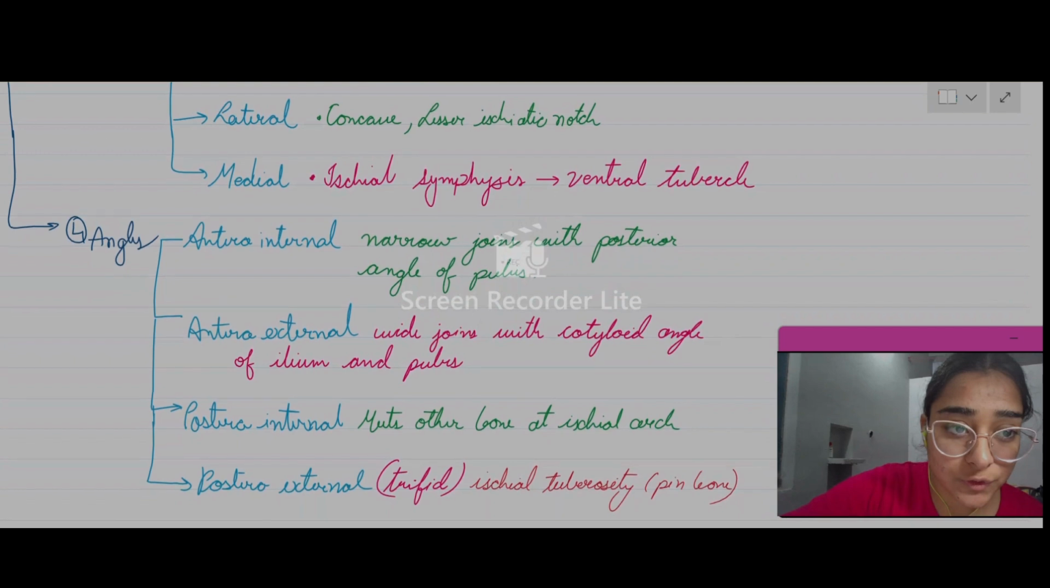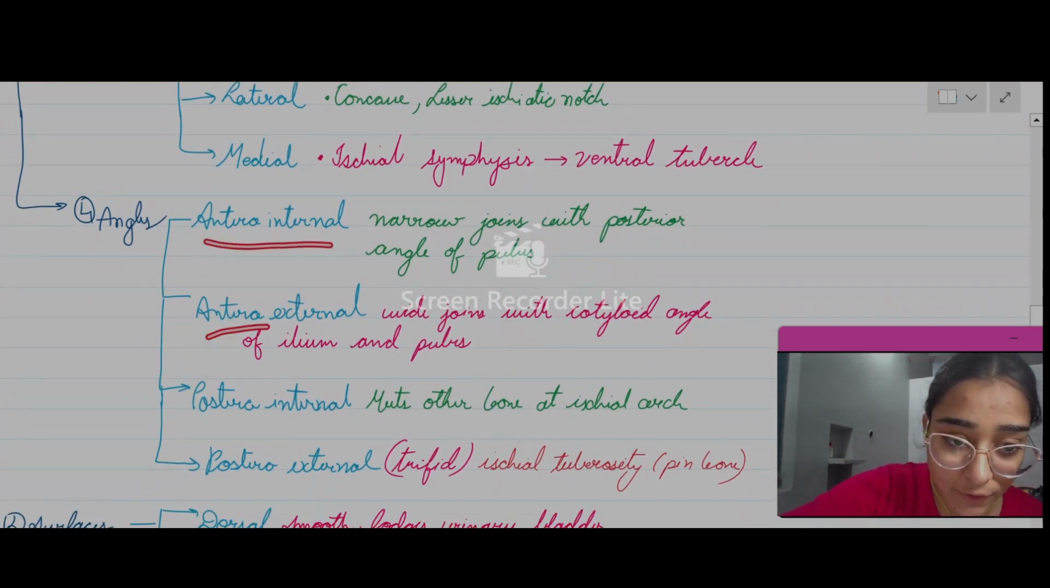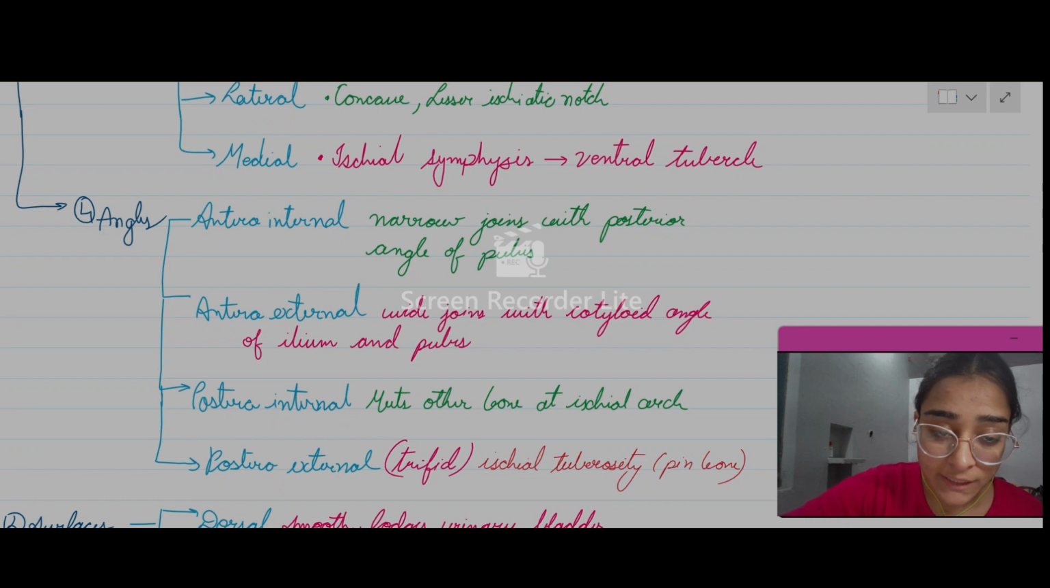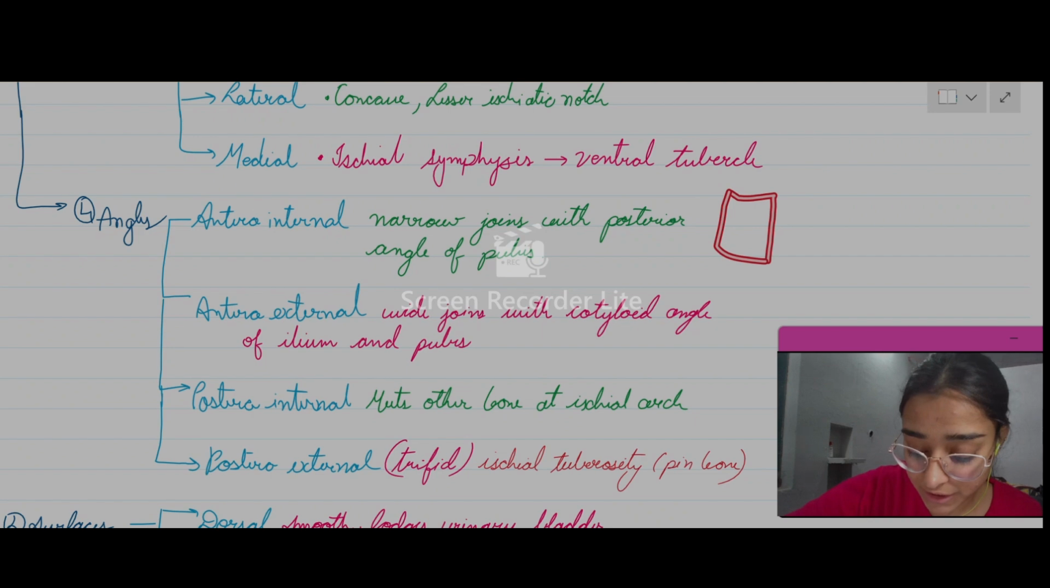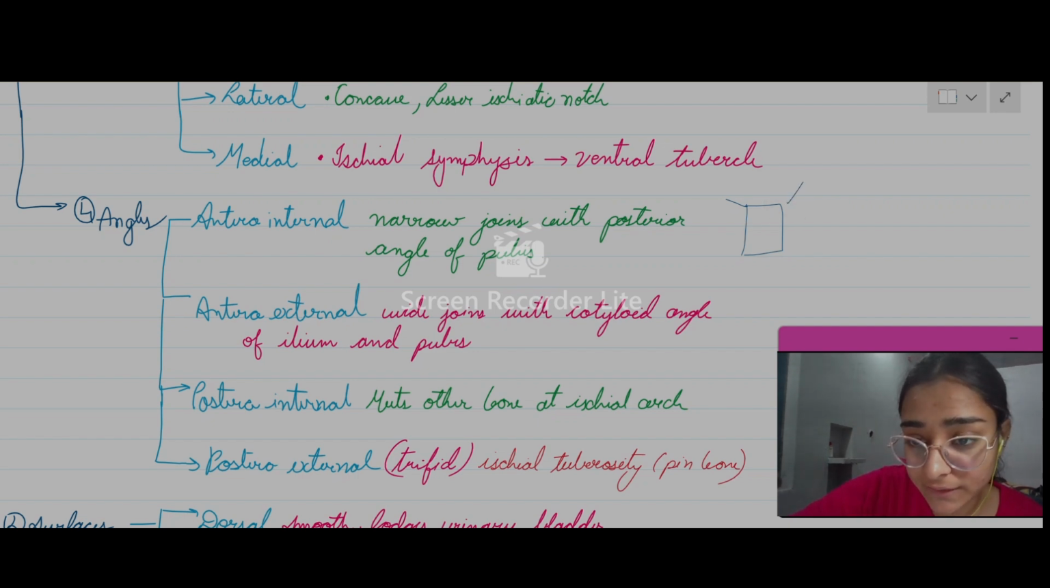So there are four angles: anterior internal, anterior external, posterior internal, and posterior external. If this is the ischium bone, this is the anterior external angle, and this is the anterior internal angle. This is the posterior internal and this is the posterior external.